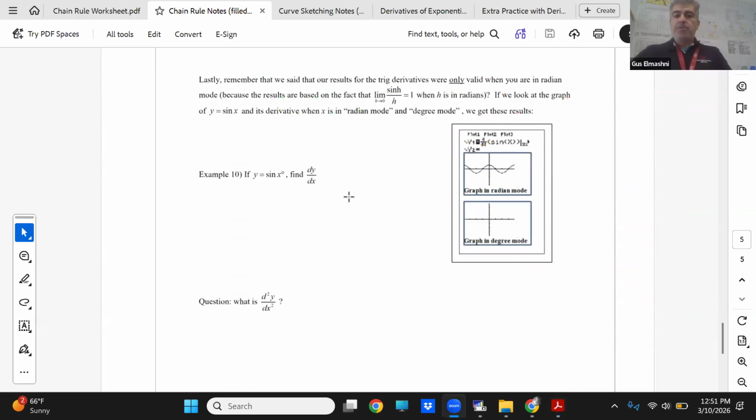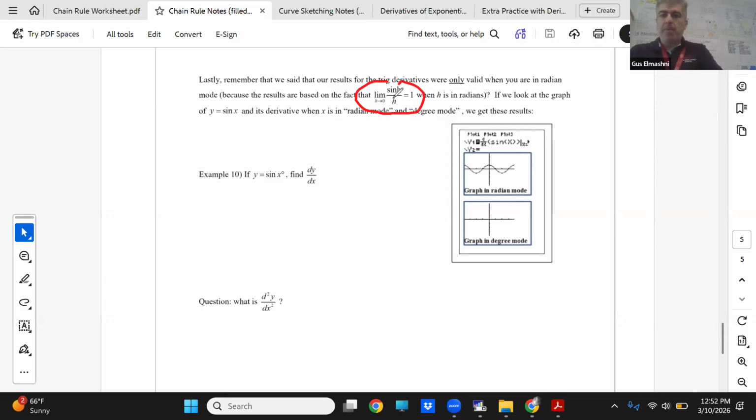So last time we said that the results for trig derivatives were only valid when you're in radian mode. Well, actually, I never really said that, but I'm telling you now. The reason why is because when we did all these derivations with all these limits, like sine h over h, the assumption is that these limits only work when you're in radians.